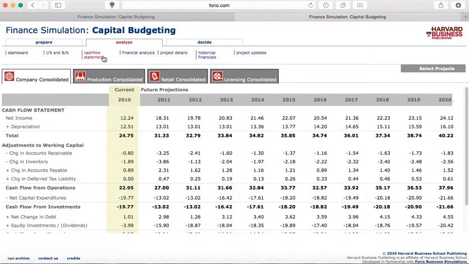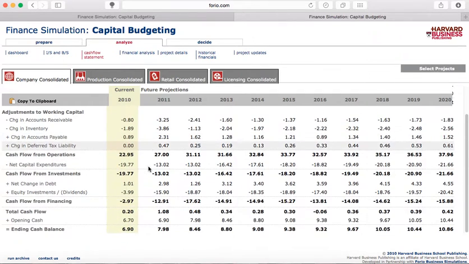So, looking at cash flows, we still have a positive cash flow, which is what we want.